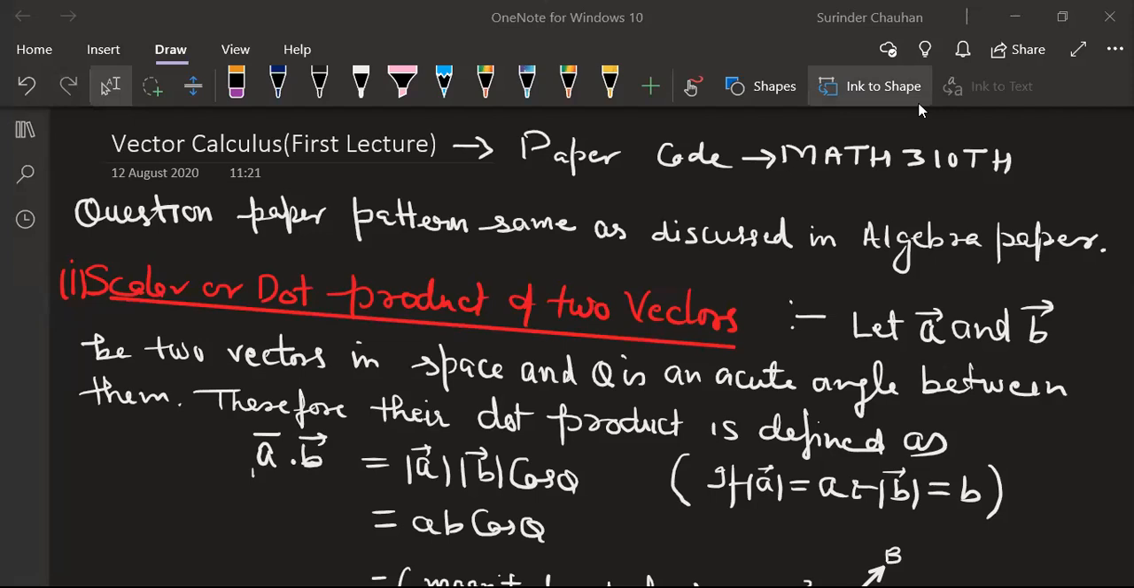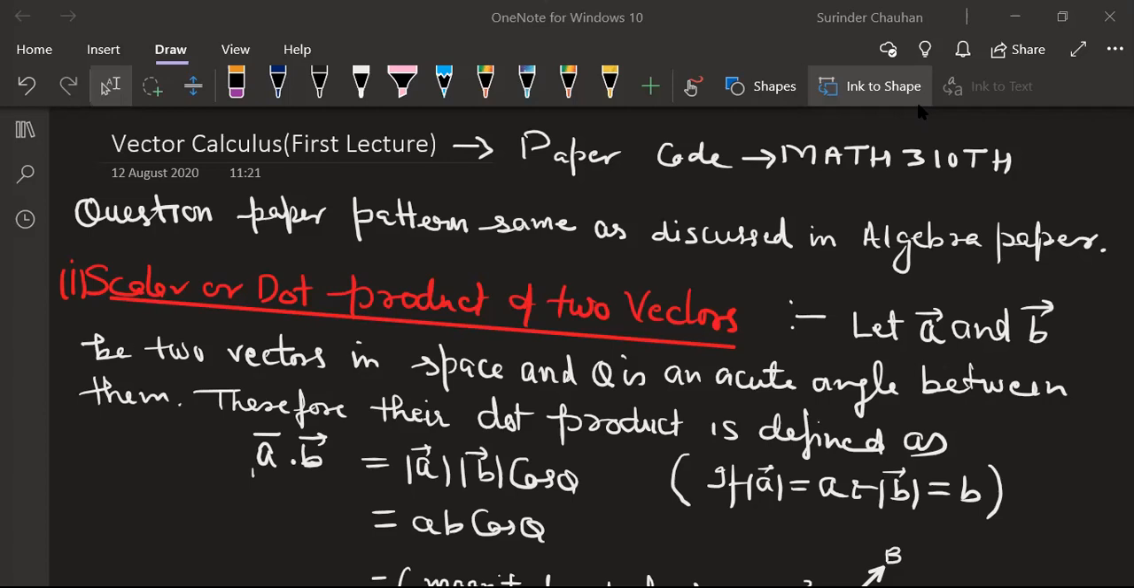Now this is the first lecture in vector calculus. I'll let you know what we will discuss in this chapter, or what we have already discussed about vector space. For that, we have read in the earlier class that this world is divided into two types of physical quantities. One is called scalar quantities and the other is called vector quantities.